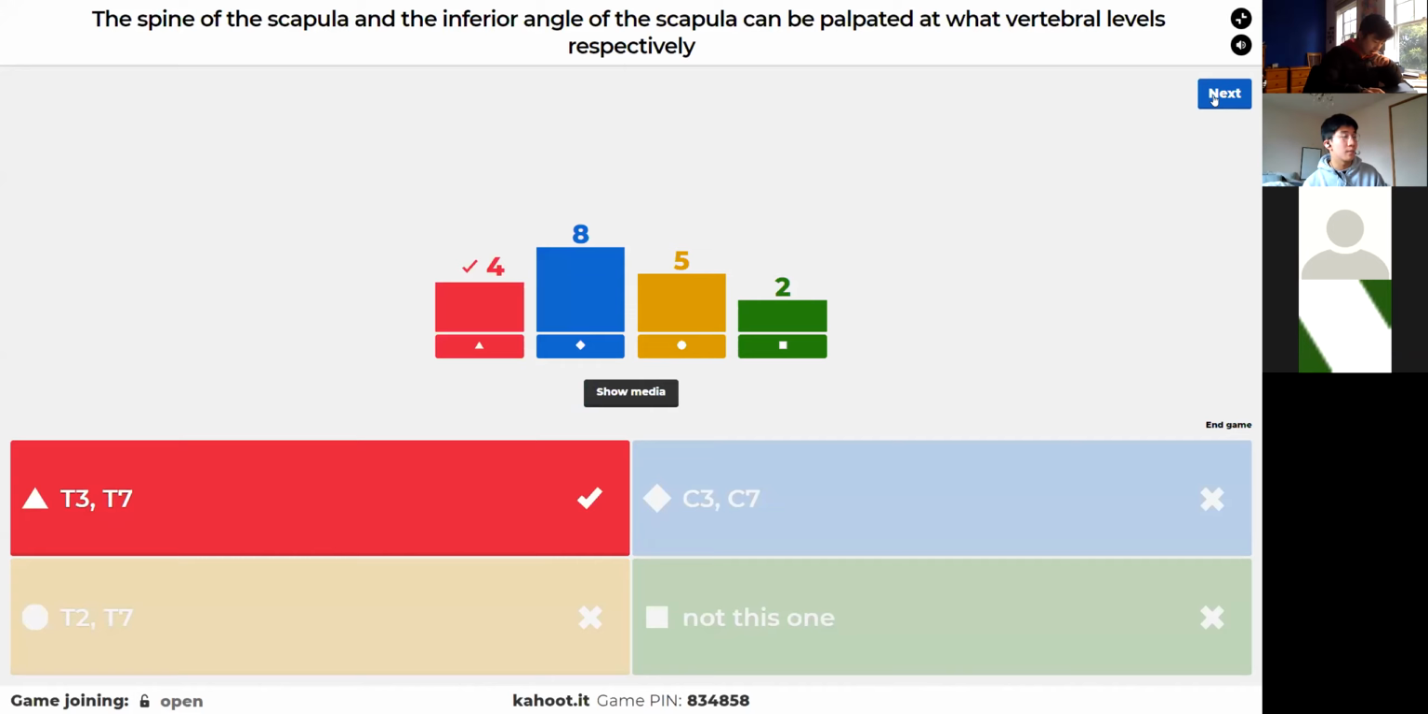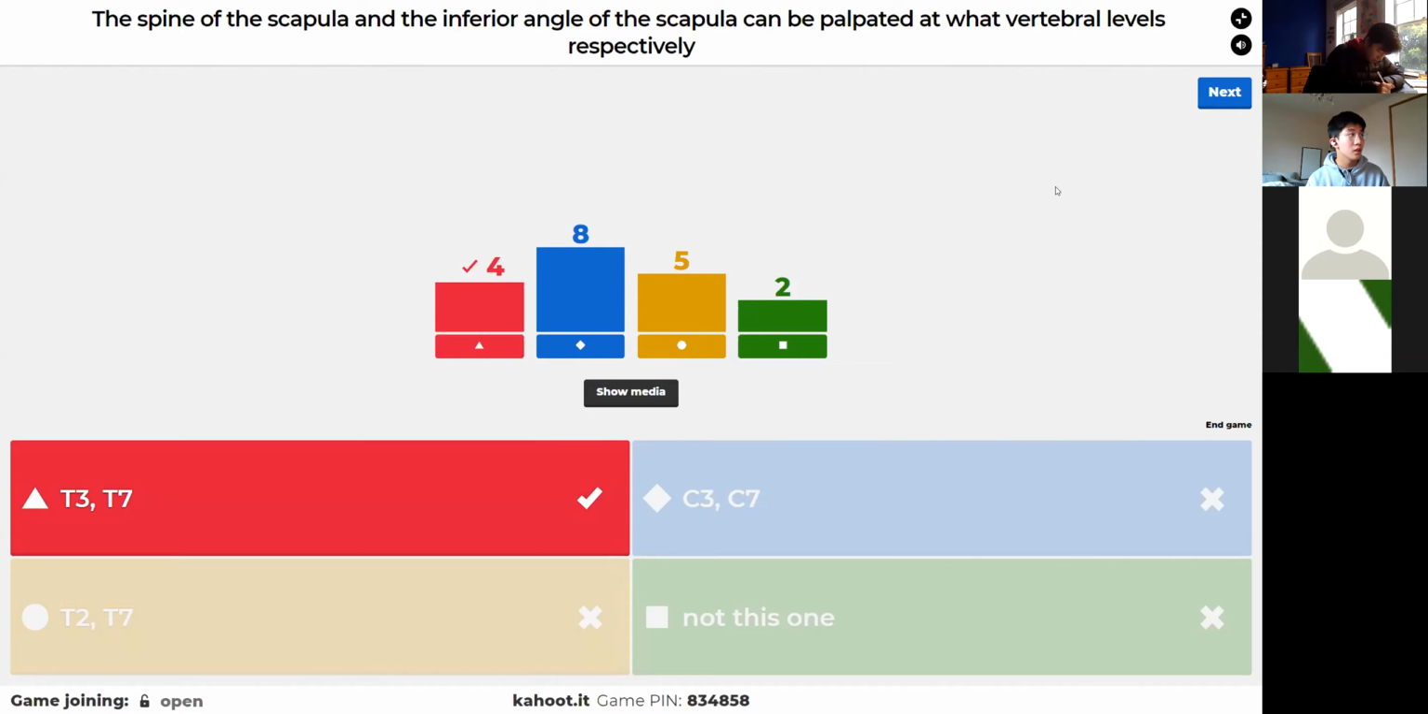And yeah, so the spine of the scapula, remember, it separates the supraspinous fossa from the infraspinous fossa, and that's found at the T3 level. And then the inferior angle is found at the T7 level. I chucked in T2 for the spine of the scapula as a potential option because T2 is the vertebral level at which you find the superior angle of the scapula. So it's just slightly above. So the correct answer is T3 and T7 for the spine and inferior angle, respectively.